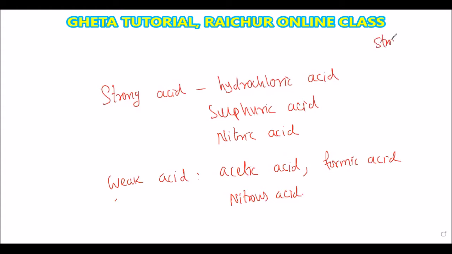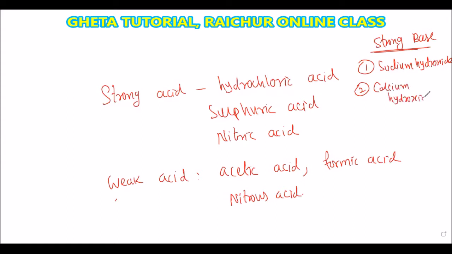So what is the strong base? Sodium hydroxide. Correct. Next one, calcium hydroxide. Third one, potassium hydroxide. Magnesium hydroxide is not a strong base. It is a moderate base, not weak and not strong. So magnesium hydroxide we cannot write here.